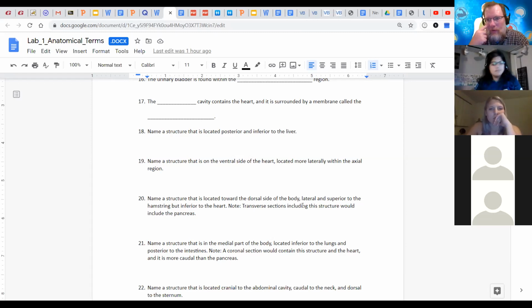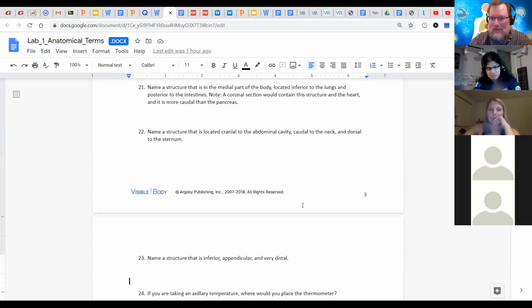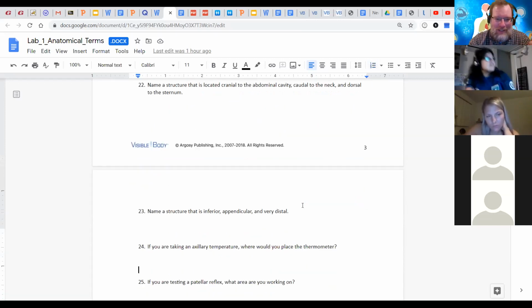From what I've noticed the last couple semesters of using the Visible Body and blending my stuff and their stuff together, it seems like numbers 15, 19, 20, 21, and then number 31 give students the most variety of answers, which is good because it goes to show there aren't a lot of absolutes in this field.